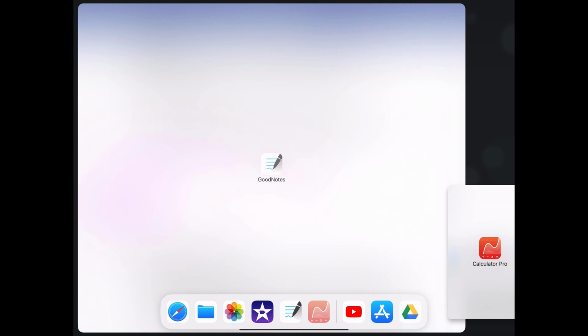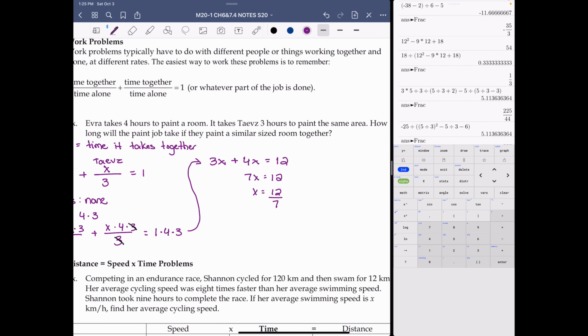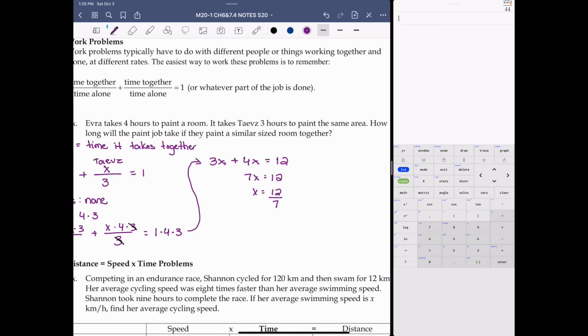We want our answer in time, so 12 over 7 is not a very good time. 12 divided by 7 is 1.71, so x equals 1.7142... hours. If we want this in hours and minutes, we can take this portion. Remember, it wouldn't be 1 hour and 71 minutes because hours are not out of 100 minutes. So we take the decimal portion and multiply it by 60 minutes because there's 60 minutes per hour.